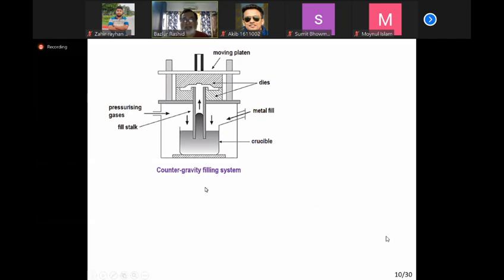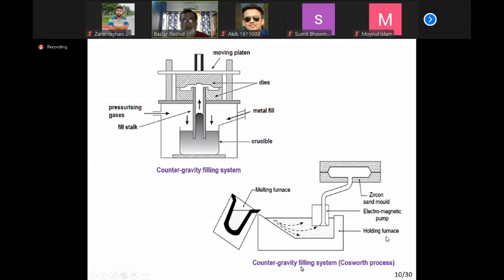Similar to this, there is another system. This is also a counter-gravity system, and this is called the Cosworth process, invented by Professor Campbell. Here, the furnace is open to the air. From the melting furnace, you pour the liquid metal into a chamber, which is called a holding furnace, and there is an electromagnetic pump. And by using this pump, you can flow the liquid metal through this channel or through this tube to the casting. Again, a similar thing.